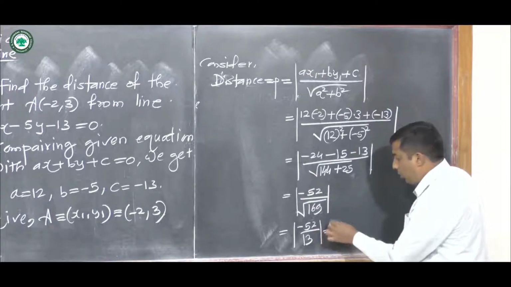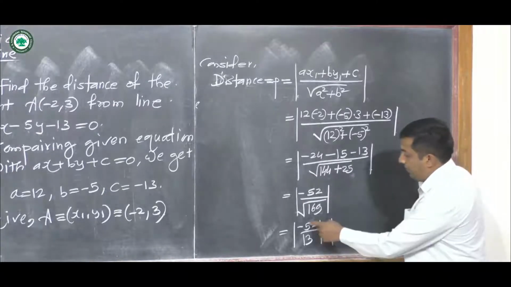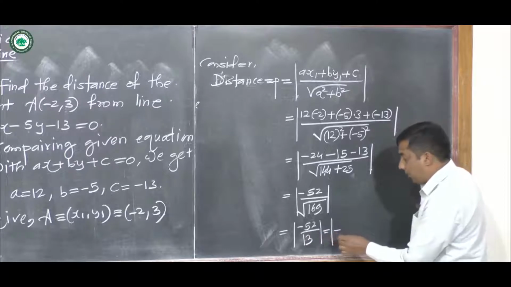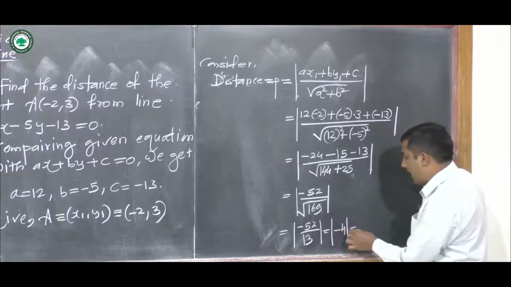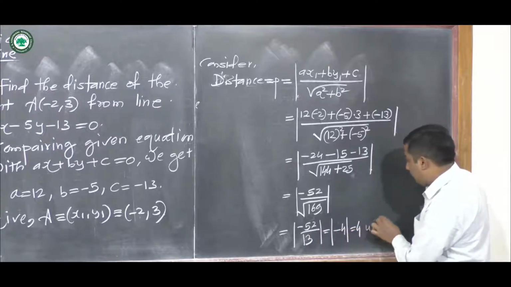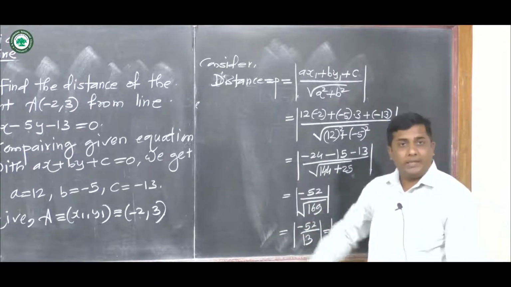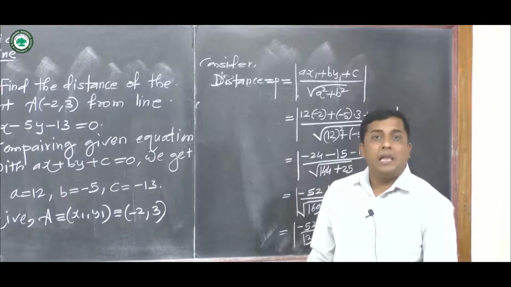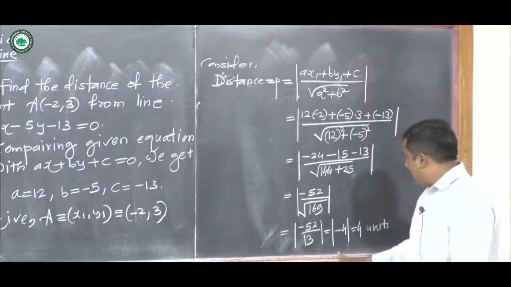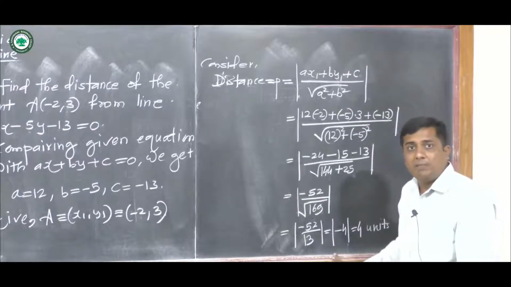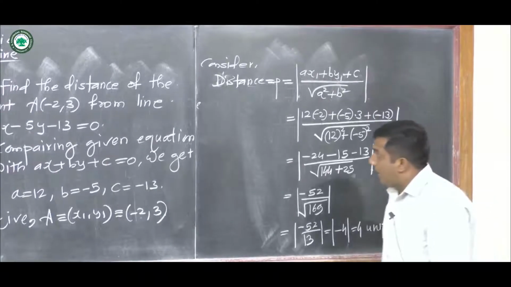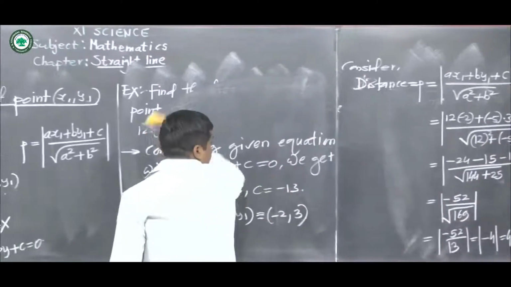This is equal to, we know 52 upon 13 is 4. So here minus 4, and the mod gives plus 4 units. So this is the distance of the given point from the given line. So very interesting example, very simple example it is. Let's go with our second example.